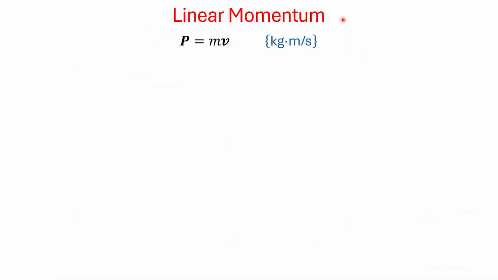Linear momentum we define as mass into velocity, and we denote that with letter capital P bar. V being a vector, P is also a vector. m is the mass of the object measured in kg and velocity is measured in meter per second. So the SI unit of linear momentum is kg meter per second.